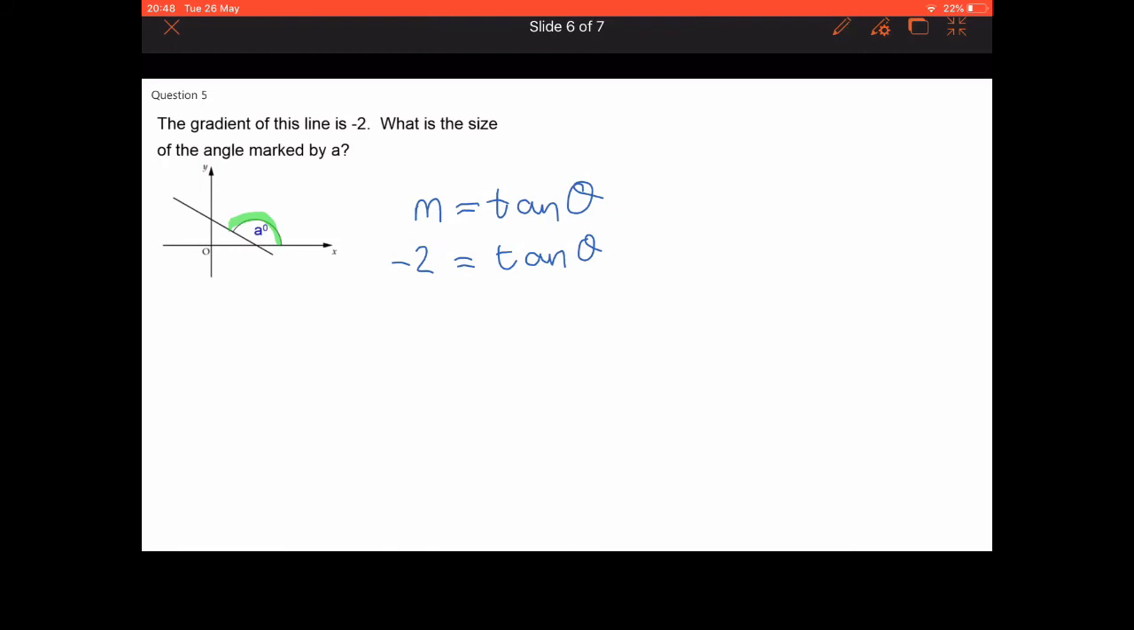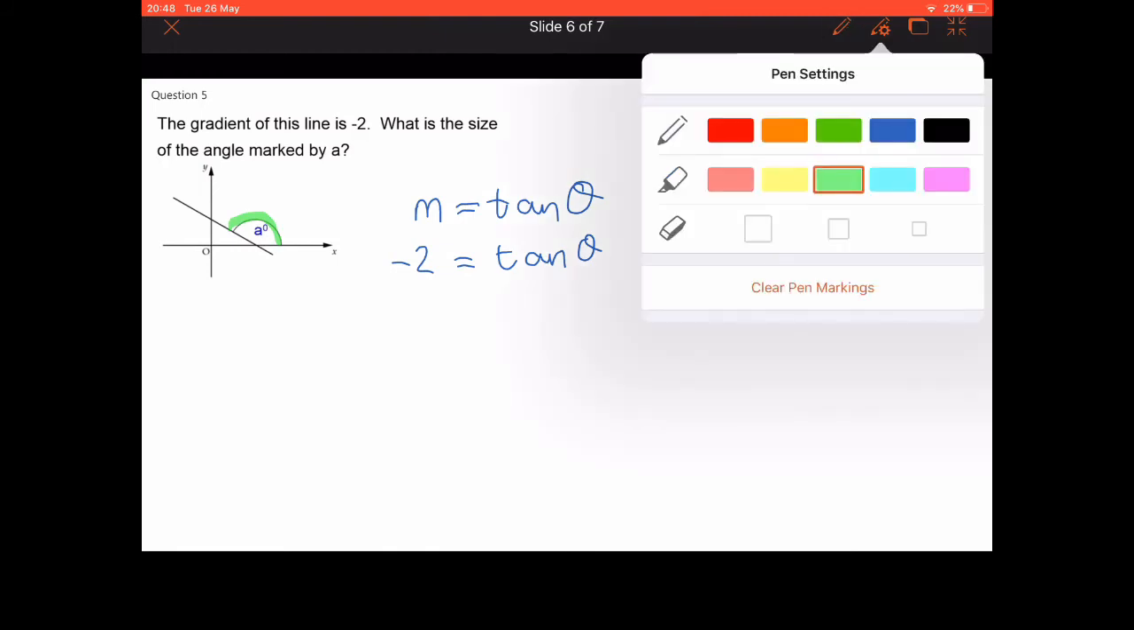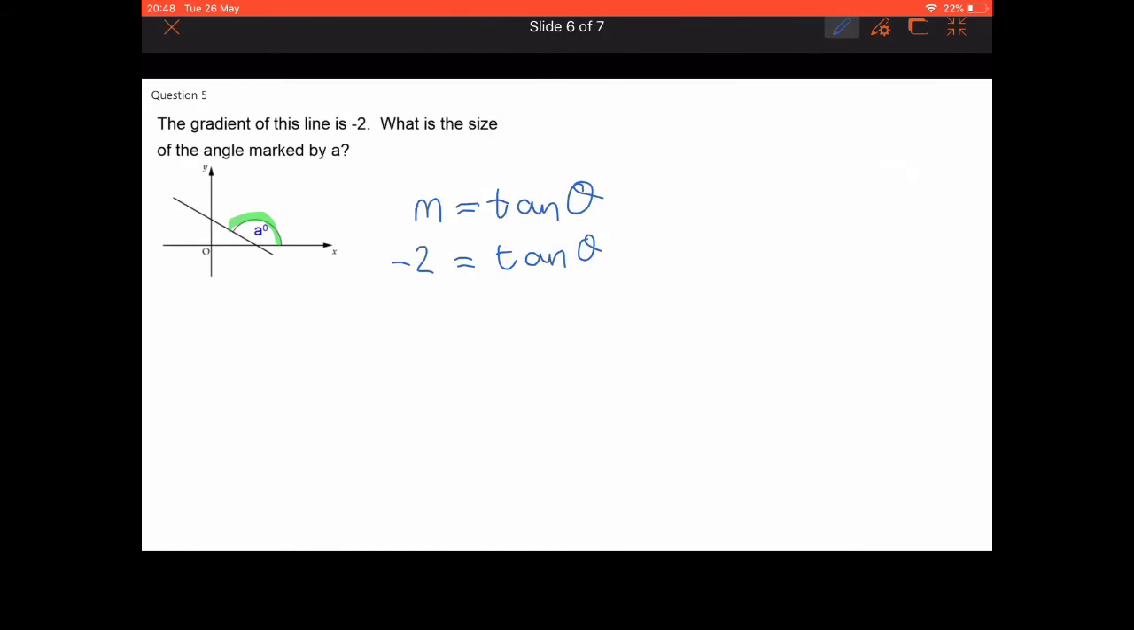So we want to get theta on its own, and it's a case of using inverse tan. But one of the things I always say is that we don't stick a negative in the calculator. So theta would be inverse tan of 2, so I'm not going to stick the negative in the calculator, I will just plug that into my calculator, and that comes out as 63.4 degrees, but that's not an obtuse angle, that's an acute angle.